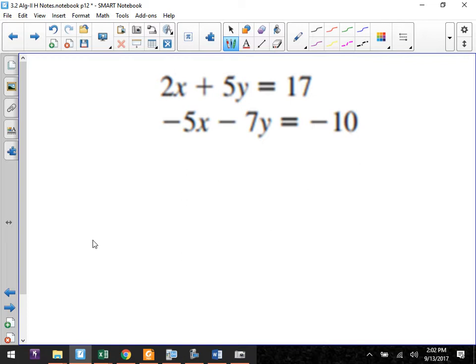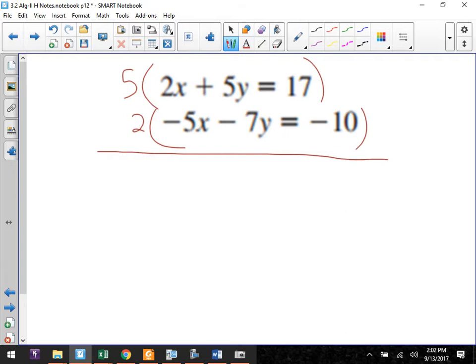If I'm going to get rid of x, I have to get some common multiple between 2 and 5. So I multiply the top one by 5, the bottom one by 2, and I get 10x, 25y. You can do that. You can do that too.